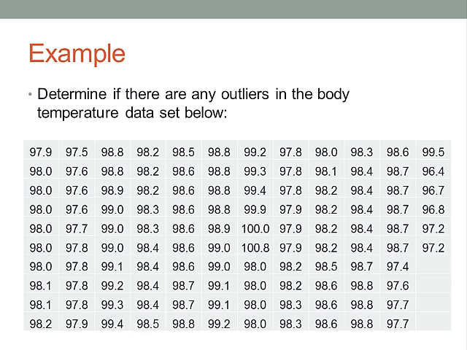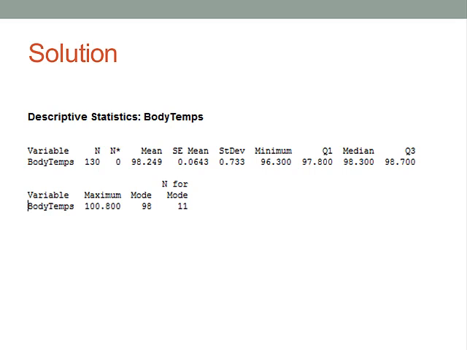Let's look at an example. Determine if there are any outliers in our body temperature data set below. We've already looked at this several times. We had the same printout before, except that we glossed over Q1 and Q3. Before, we looked at the median, the standard deviation, and the mean, I believe. Now we're going to look at Q1 and Q3 and determine if there are any outliers.